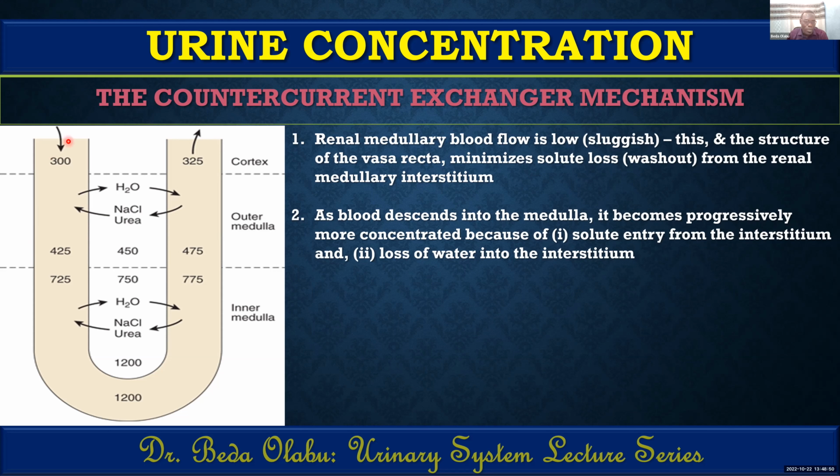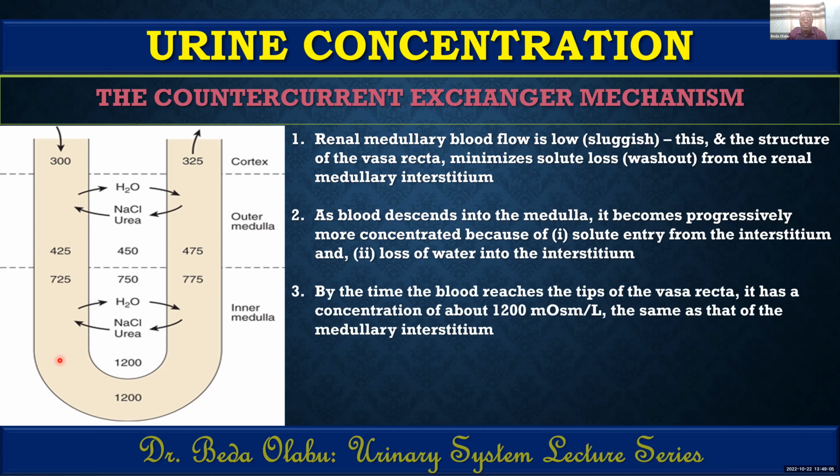Because this blood is flowing slowly, by the time it reaches down, it will have balanced the equilibrium. The concentration of the interstitium will be almost similar to that of the vasa recta going down. By the time the blood reaches here, it is of similar osmolarity to the medullary interstitium, which is 1200 milliosmoles per liter. Now, the ascending segment of the vasa recta will undergo the reverse mechanism of exchange.